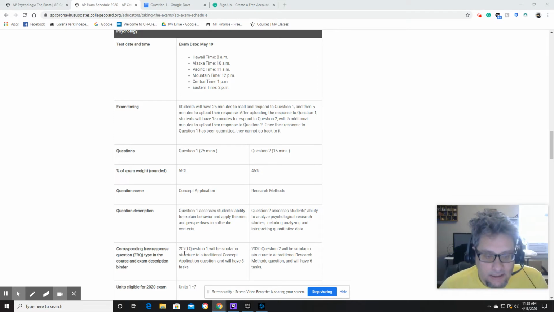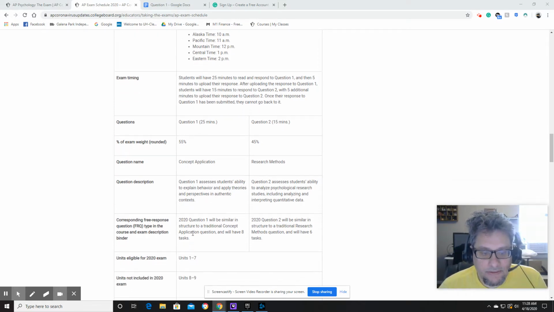And then for 2020, question one will be similar in structure to a traditional concept and application, and we'll have 8 tasks. Okay, so this is an update. Actually, since I've been here last, they've added this. So it's going to have 8 tasks for you to do. Normally they have 7. Question 2 will be 6 tasks for you to do. I just see that over here.